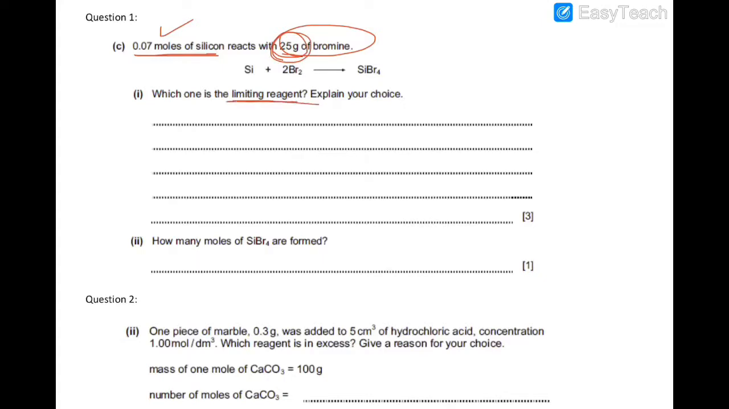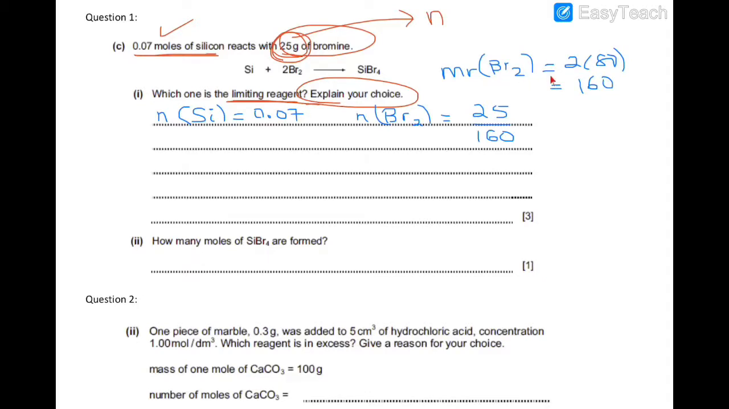And for you to find the limiting reagent, you will need to convert that mass to number of moles. Now it tells you to explain your choice. Your calculation can be used as an explanation for your choice. There is no need to write a lot of words. The lines will be used to show your workings.